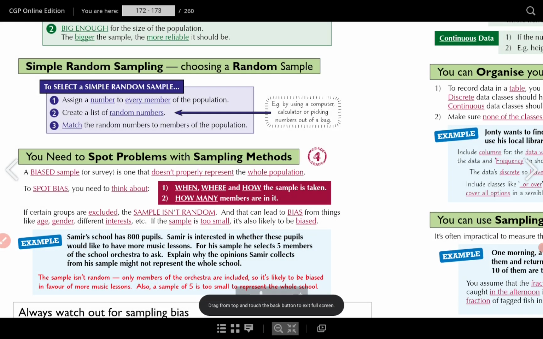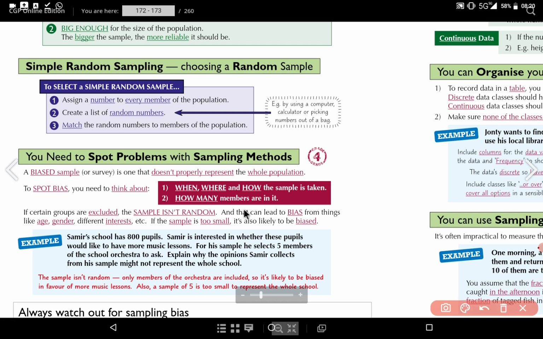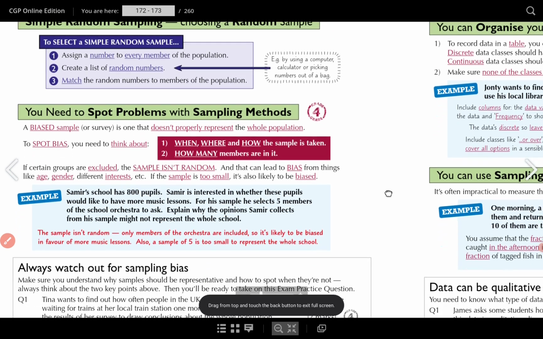Now you need to spot problems with simple methods. A biased sample is one that doesn't properly represent the whole population. To spot these biases, you need to think about when, where, how, and how many. These are the key words that are actually used. So let's go forward and do this simple example.